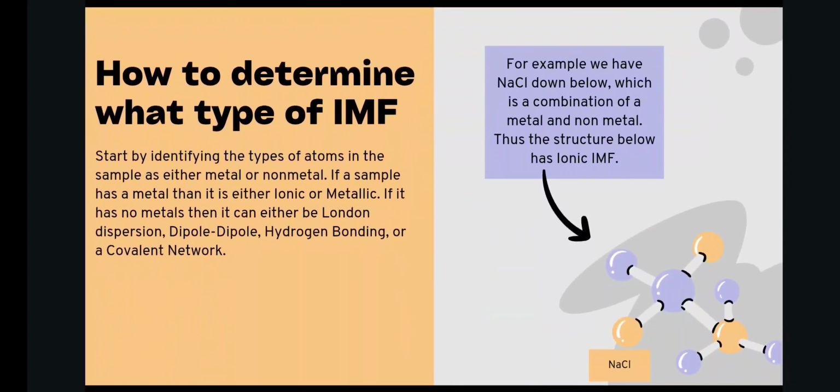How to determine what type of IMF? Start by identifying the types of atoms in the sample as either metal or non-metal. If a sample has a metal, then it is either ionic or metallic. If it has no metals, then it is either London dispersion, dipole-dipole, hydrogen bonding, or covalent network. For example, we have NaCl down below, which is a combination of a metal and a non-metal. Thus, the structure below has ionic IMFs.